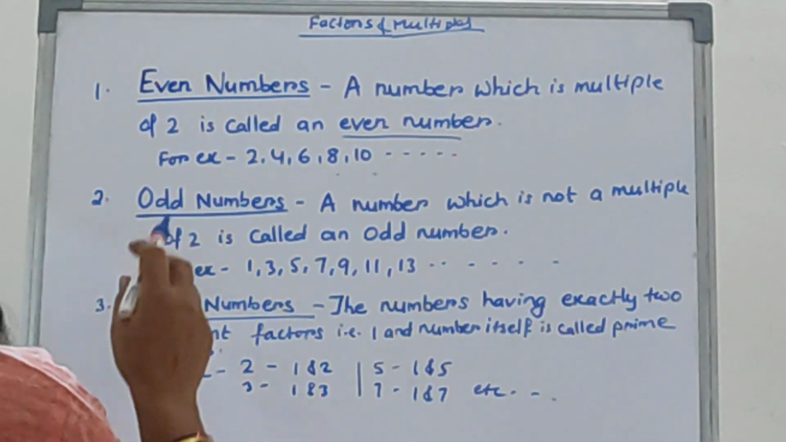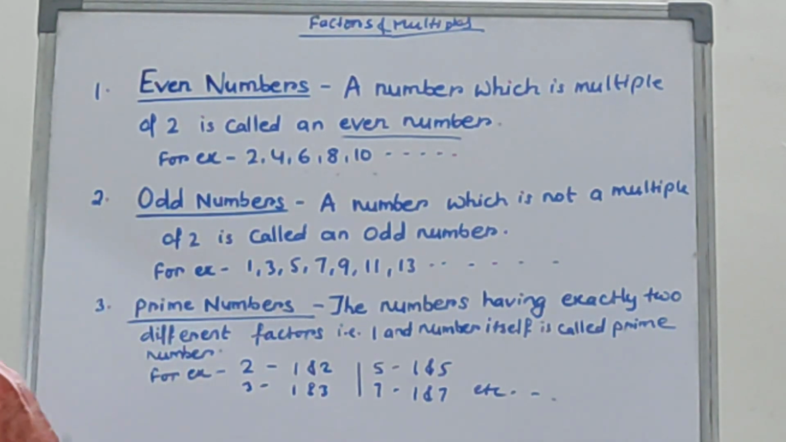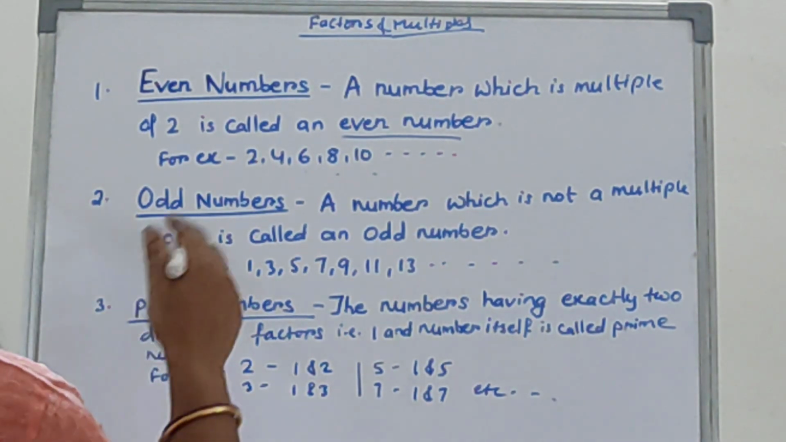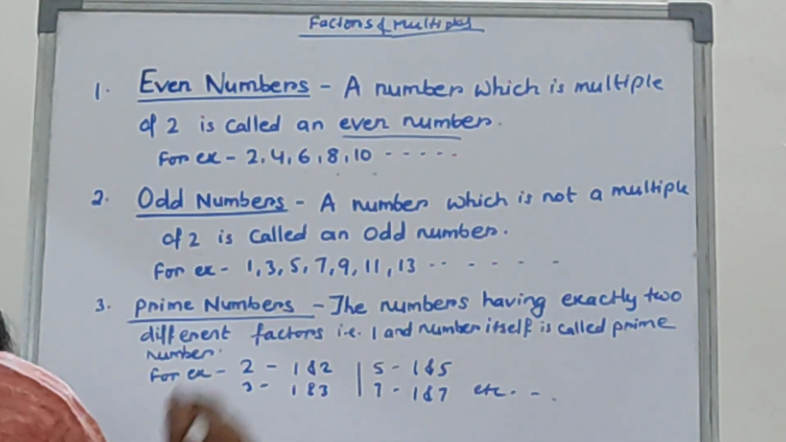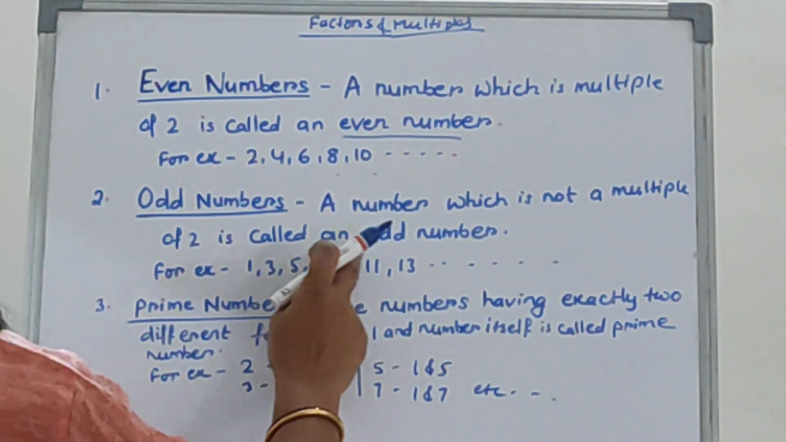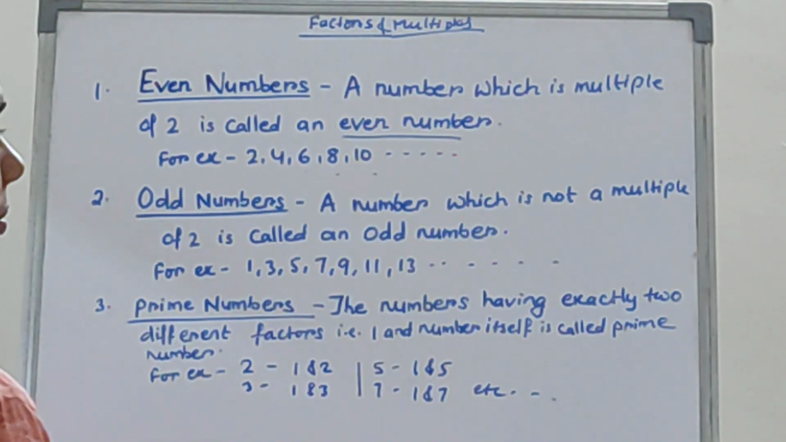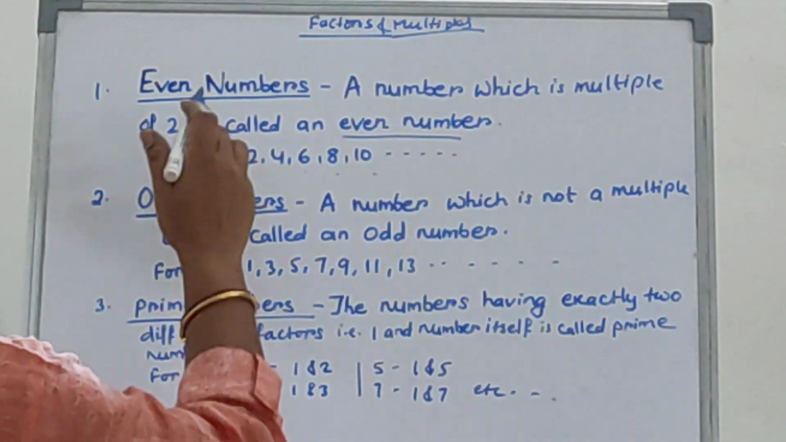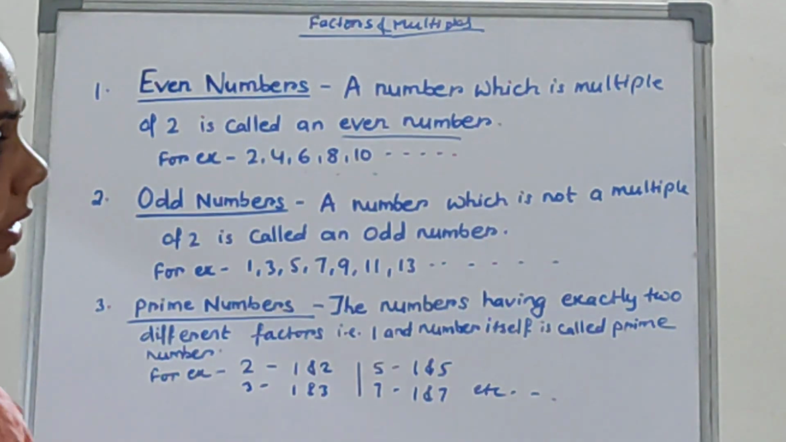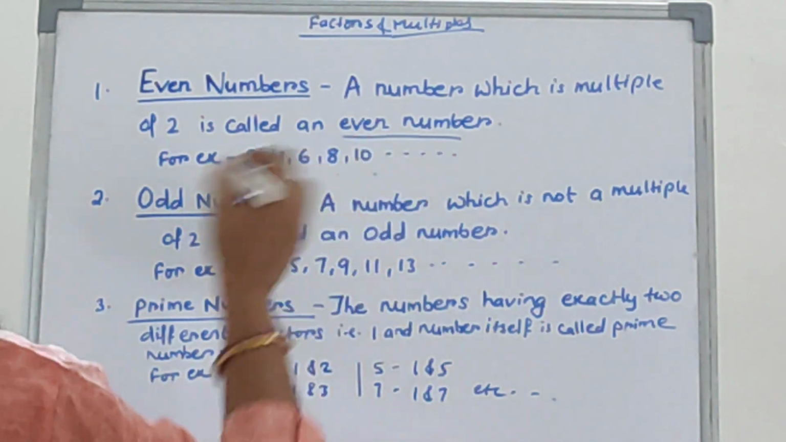Okay. Now the second one is odd numbers. So what is an odd number? A number which is not a multiple of 2 is called an odd number. See here, in even numbers we said that the number comes in the 2 table. Yes, so that's why it was an even number.